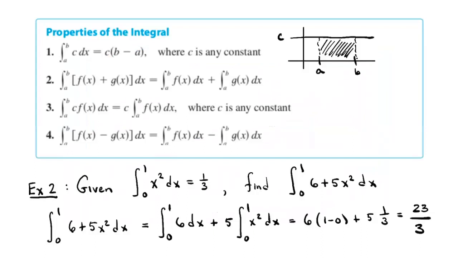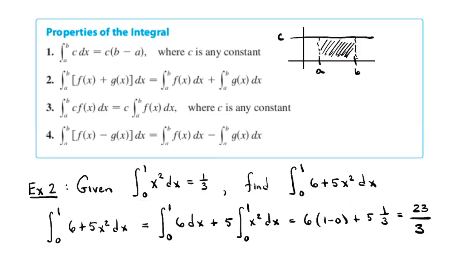I've got an example down here just to quickly show you how you can use these properties. Suppose that we're given, and this is a true fact, that the integral from 0 to 1 of x squared is 1/3. You could prove that using limit definitions. Maybe you'll do it. But take that as a given, and then somebody wants us to find the integral from 0 to 1 of 6 plus 5x squared. So how do I do that with properties?